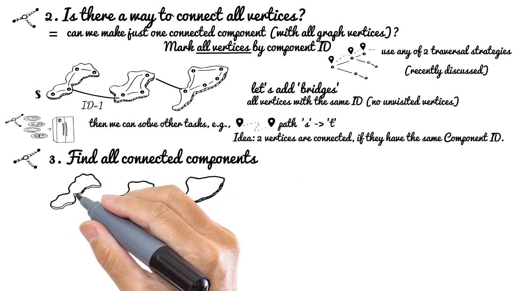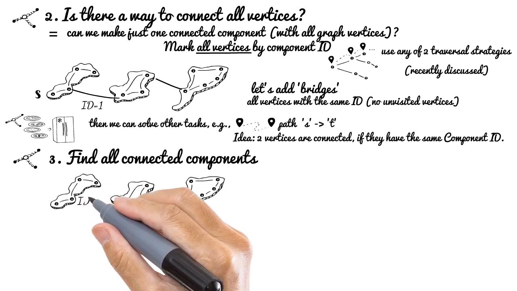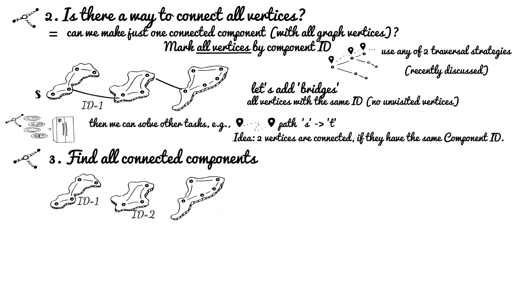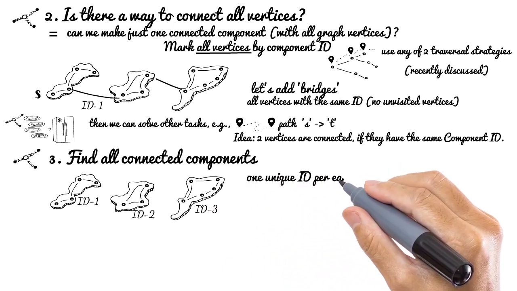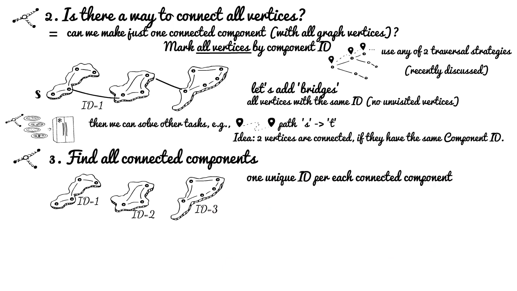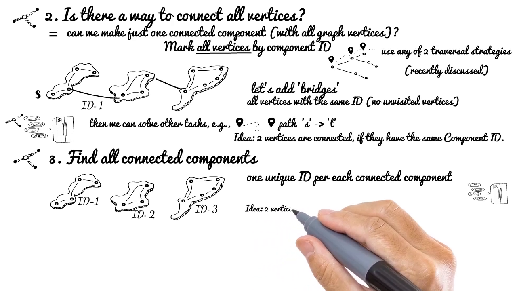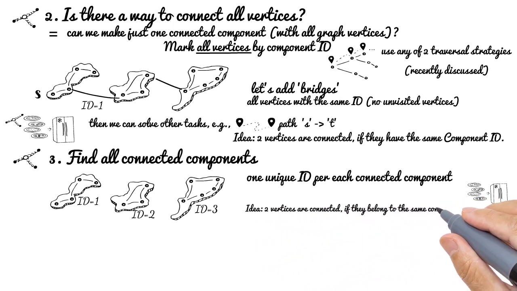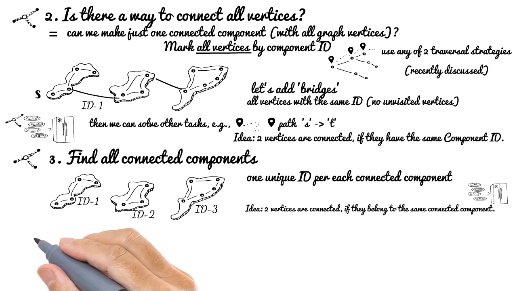This problem is very similar to the previous one. The only difference is you will have more than one connected component ID to mark all graph vertices, one unique ID per each connected component. It also looks like a preprocessing subtask. This subtask could also help to answer a question: is there a path between S and T vertices? The answer is, two vertices in such a preprocessed graph are connected only if they belong to the same connected component and are marked by the same component ID.